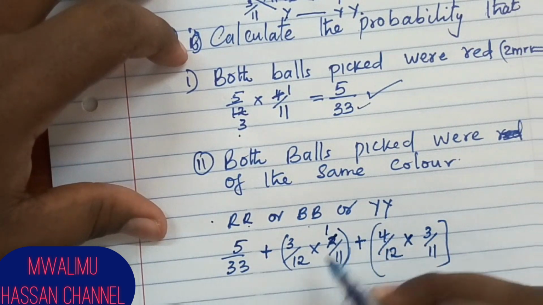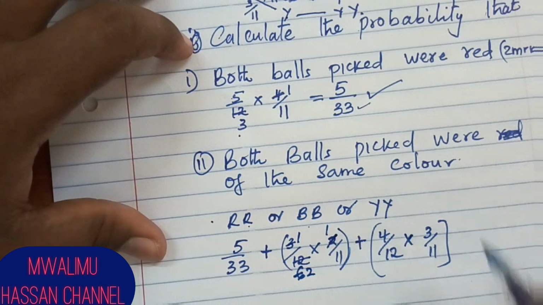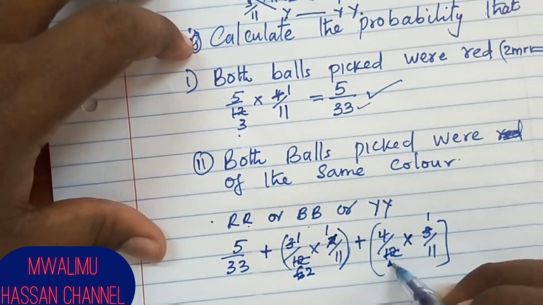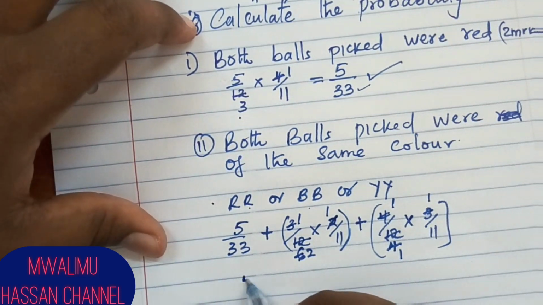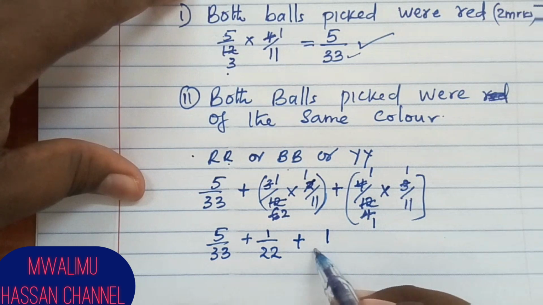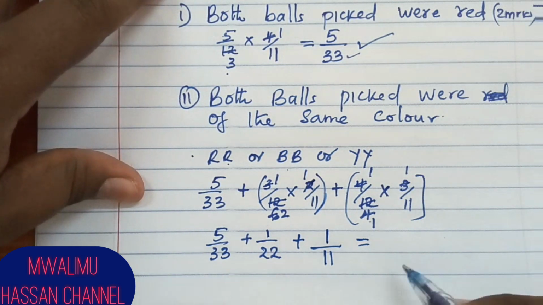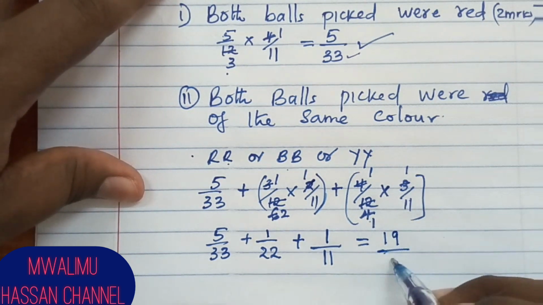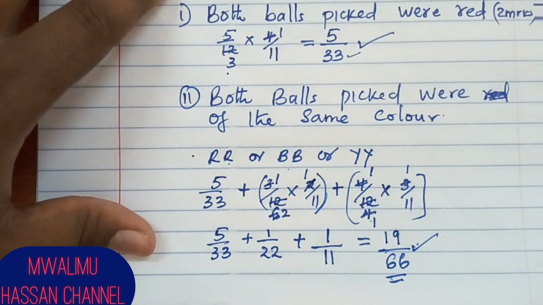So here we have by 2, 1, by 2, that is 6, by 3, 1, by 3, that is 2, by 3, that is 1, by 3, that is 4, by 4, that is 1, by 4, that is 1. So we are going to have 5 out of 33 plus 1 times 1, that is 1, all over 2 times 11, that is 22, plus 1 times 1, that is 1, all over 1 times 11, that is 11. Then when you add all this, you are going to find 19 out of 66. So the probability of picking balls of the same color will be 19 out of 66.